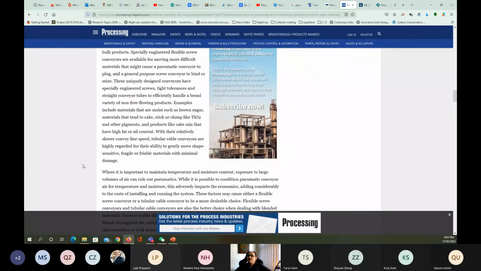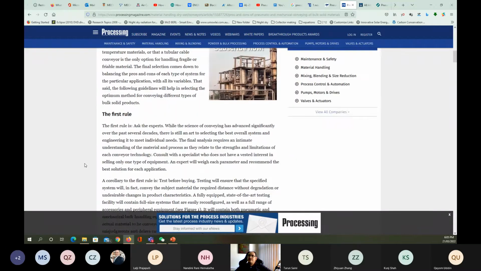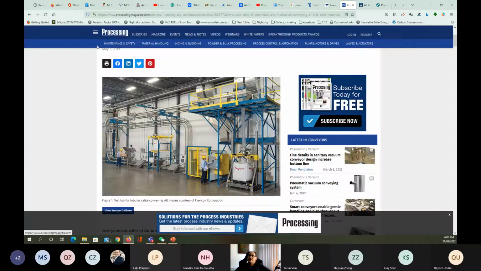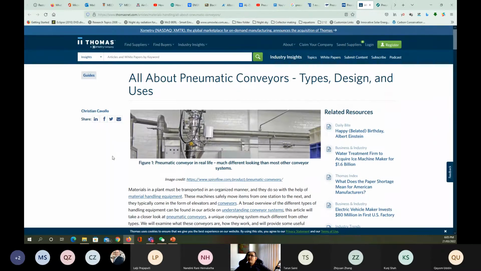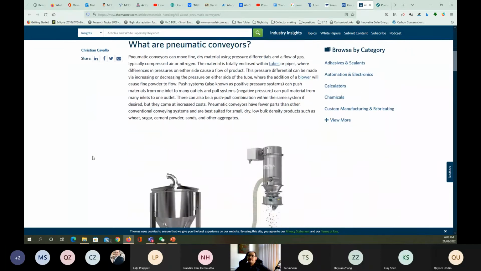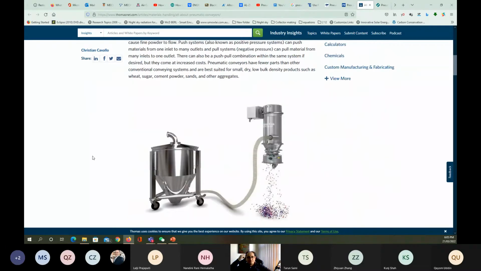Again, this journal is giving you most of the state of the art of technology we have for bulk material handling. More example we have here about the pneumatic conveyors. This actually tells you about the type, the design, and the uses, and this will help you a lot if you are going to apply for a job related to that thing.